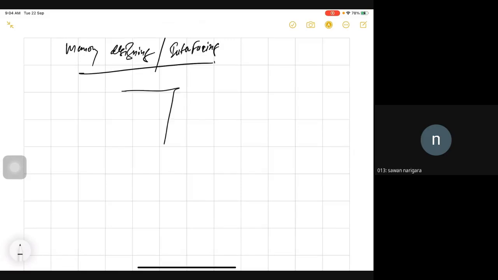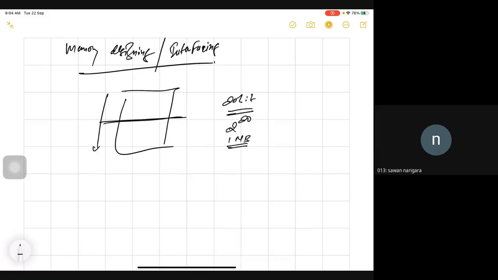Now, as you know, we have a 20-bit address bus. Because of that, we have 2 raised to 20 memory locations, different addresses. So we can have a maximum of 1 MB of memory in 8086, right? So if this is my memory of 8086, the total size of this memory will be 1 MB.